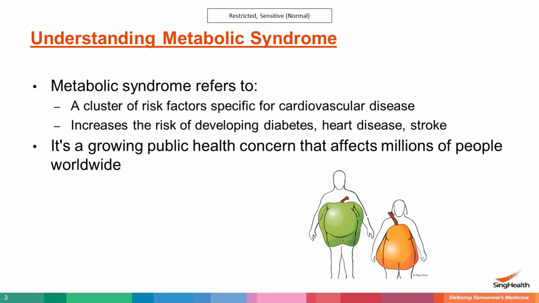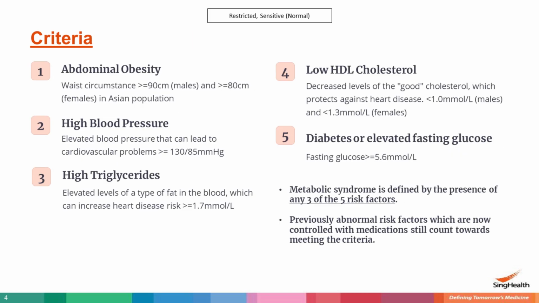Metabolic syndrome refers to a cluster of risk factors specific for cardiovascular disease, and it increases the risk of developing diabetes, heart disease, and stroke amongst the general population. This is a growing public health concern that affects millions of people worldwide, so therefore the importance of us talking about this during the public seminar.